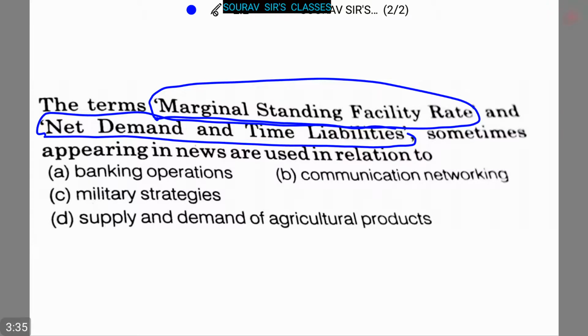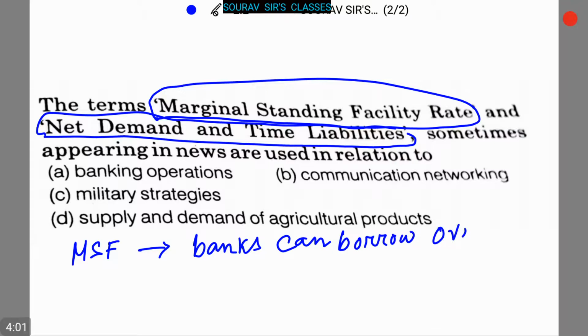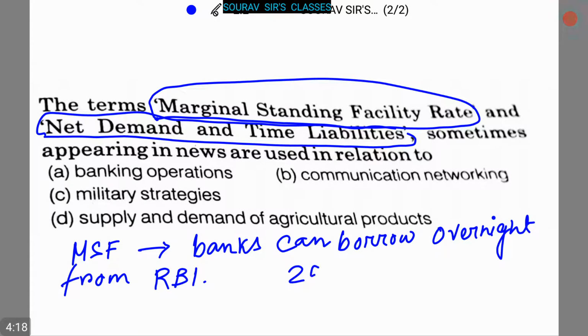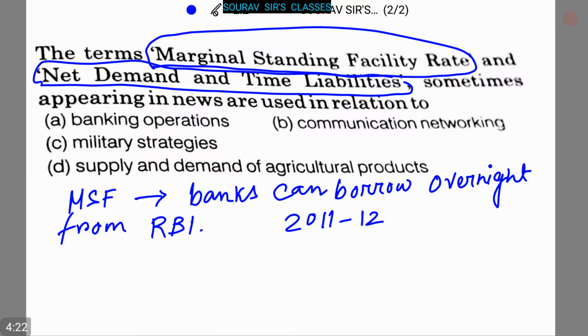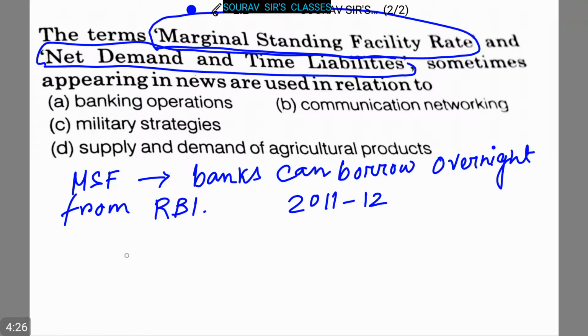Now, marginal standing facility rate, which is commonly known as MSF, is the rate at which banks can borrow overnight from RBI. This was introduced in the monetary policy of RBI for the year 2011-12. The MSF is pegged 100 bps, or one percent, above the repo rate.